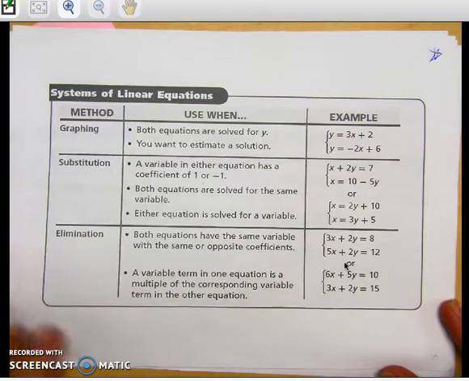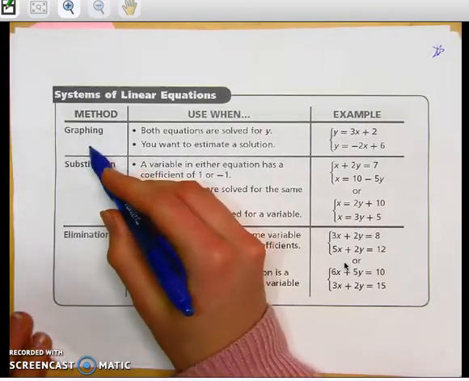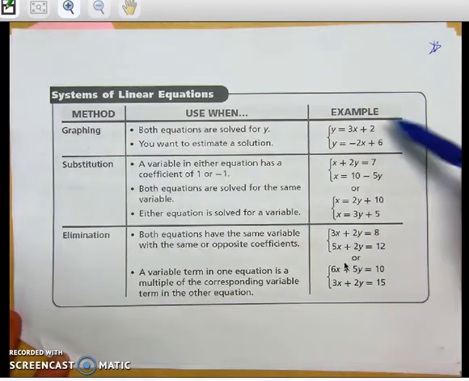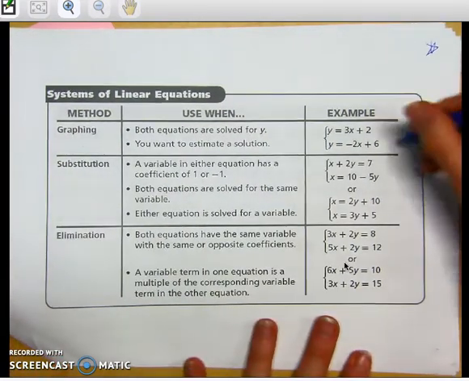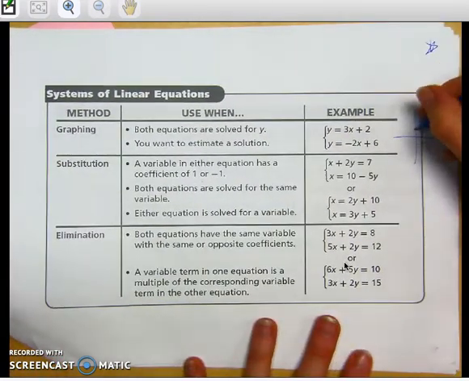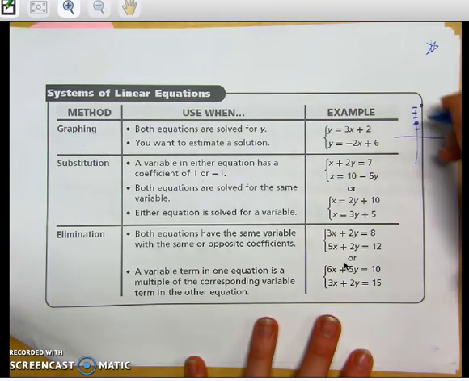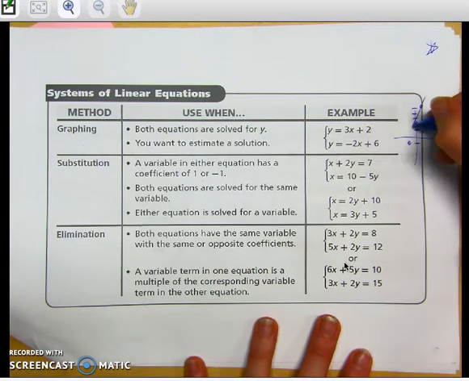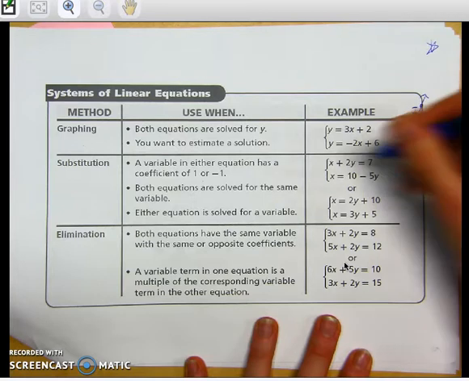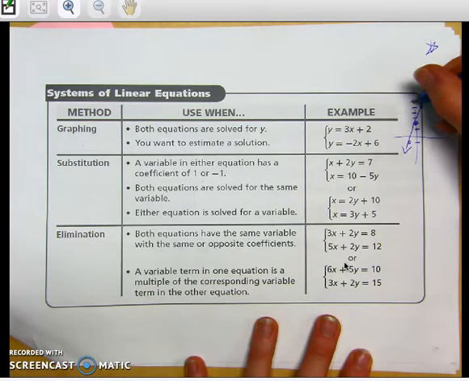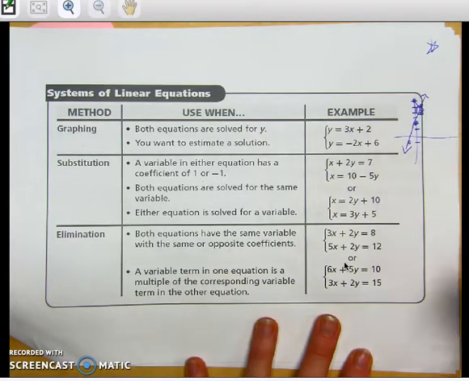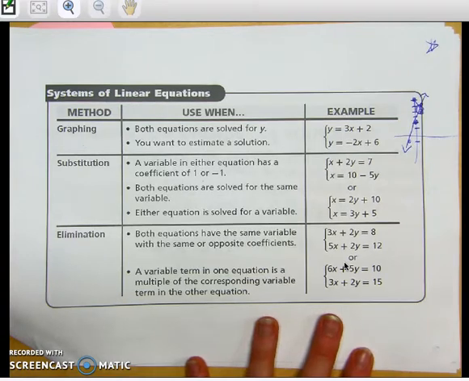systems of linear equations. The first one was graphing, where we were able to graph 2 different equations and then find their intersection points. So here I would have my y-intercept of 2, go up 3 over 1, or I could go down 3 back 1 for the first equation. The second one, I would start at a y-intercept of 6, and then I would go down 1, 2 over 1, and then find their intersection point for the solution, right?